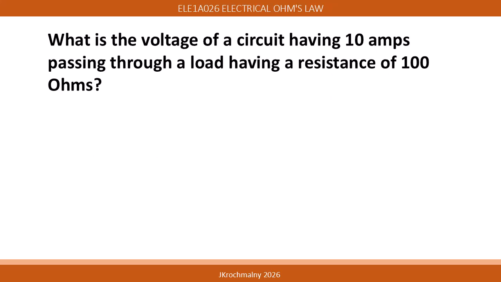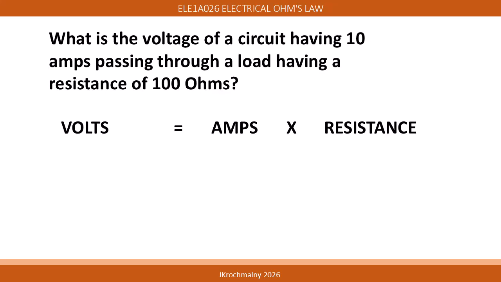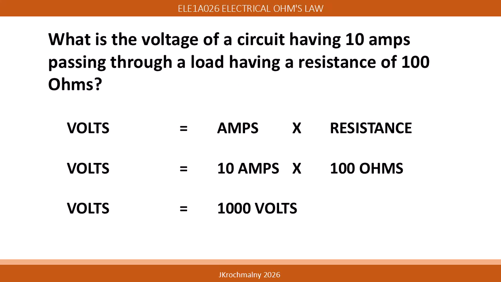Question: what is the voltage of a circuit having 10 amps passing through a load having a resistance of 100 ohms? To solve this problem, set up the Ohm's Law formulas and select which to use to solve that term. In Ohm's Law, voltage is equal to the amperage multiplied times the resistance. By applying the algebraic formula, we find that 10 amps multiplied by 100 ohms gives us an applied voltage of 1000.